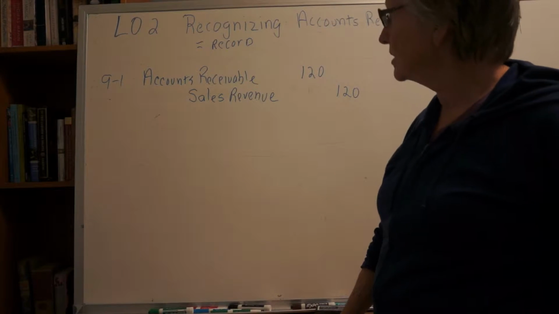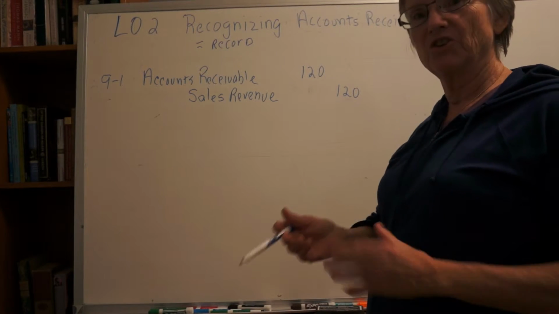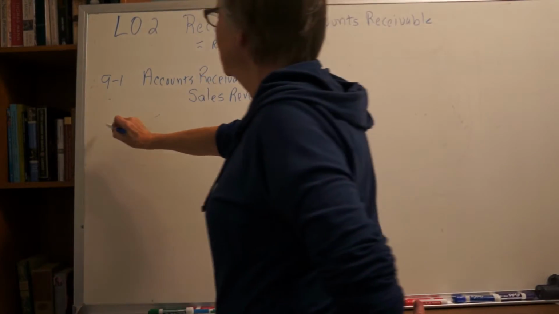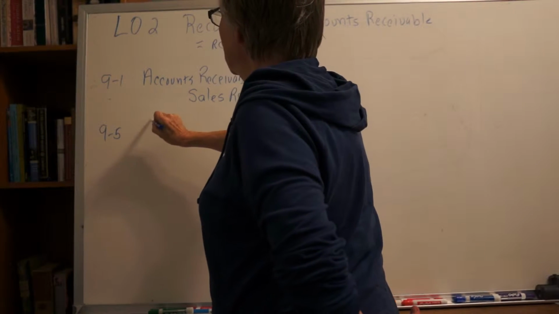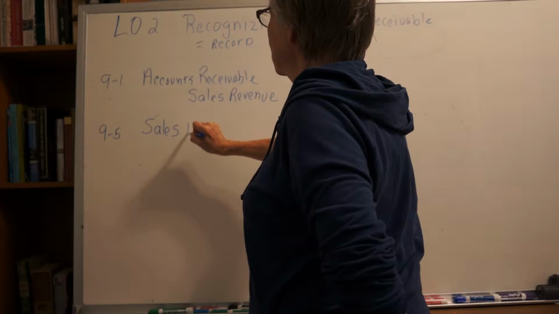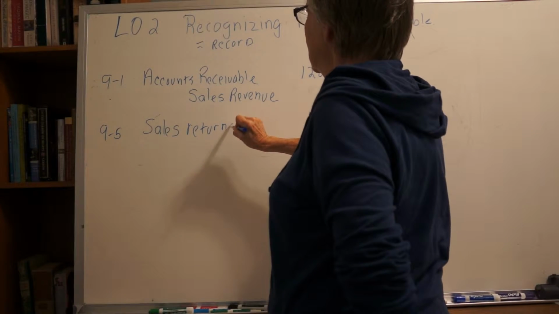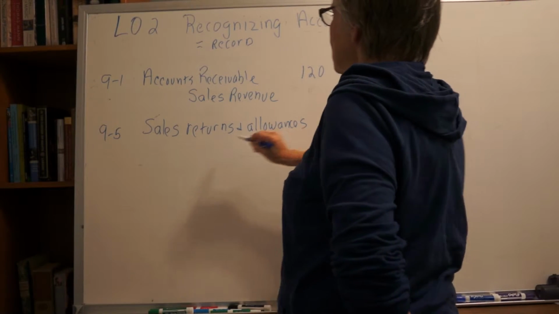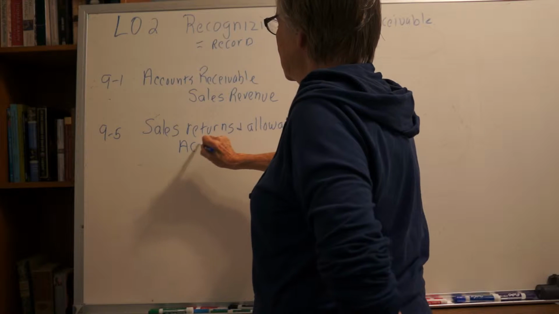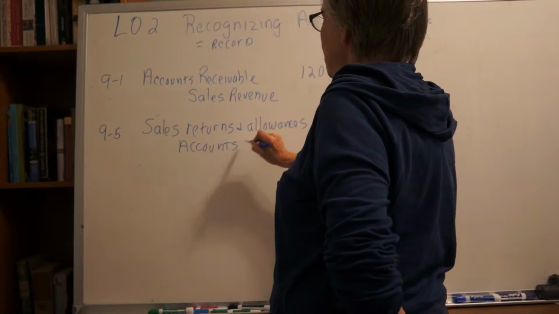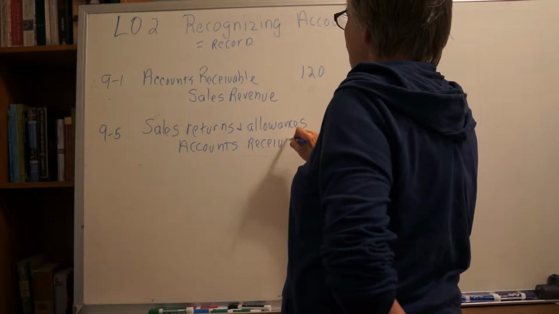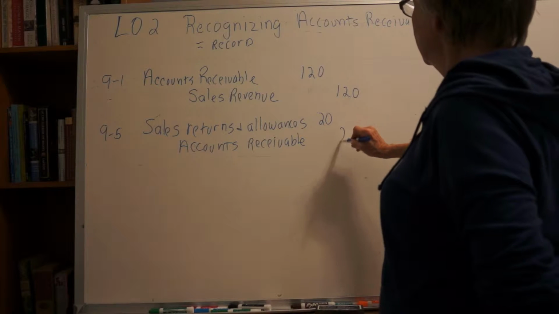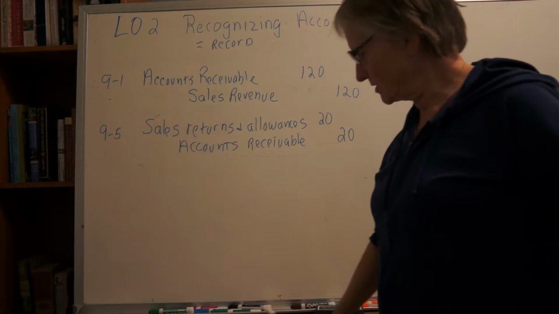things are returned. So we have to, rather than unrecognize the receivable, if we have a return, we're going to use a sales returns and allowance account. So sales returns and allowances, and then we would reduce the accounts receivable because that customer returned something to us, so they do not owe us that money anymore. Okay, so we'll call that 20. Okay, so those are your two basic items.